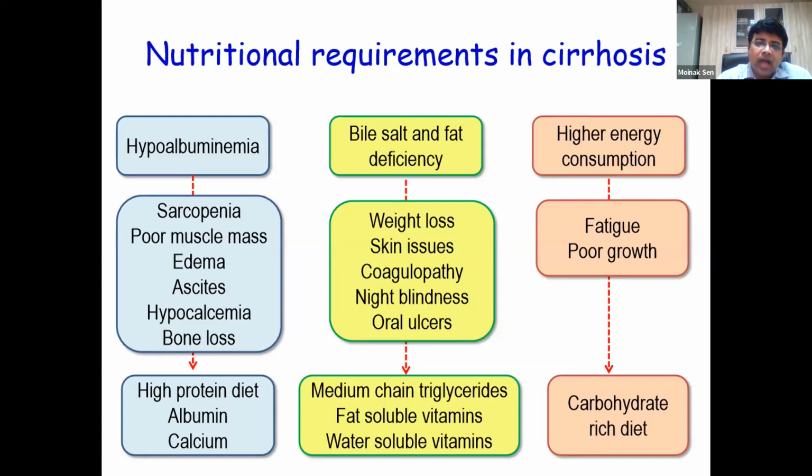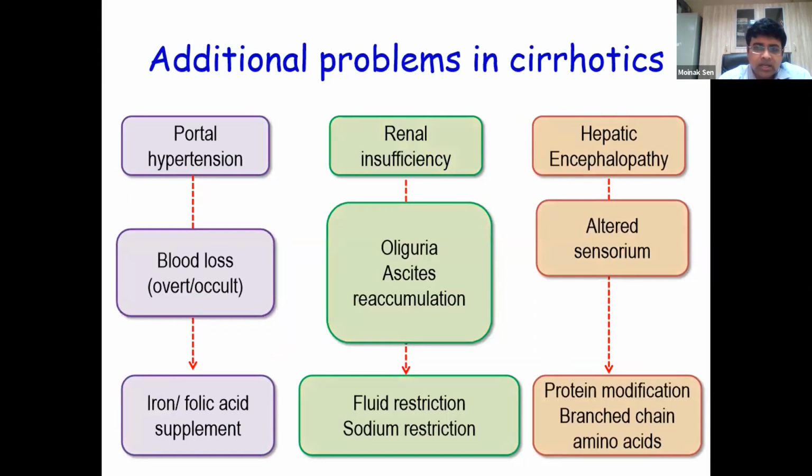Then you have high energy consumption in cirrhosis, and hence you require a carbohydrate-rich diet. Cirrhotics have other issues such as portal hypertension, where there is blood loss, and hence you will need to give hematinics, other than the other measures. Renal insufficiency, where you would require fluid restriction and sodium restriction. Hepatic encephalopathy, where you will need to give protein modifications or branched chain amino acids. So in cirrhosis, there are too many things going on where the diet is altered.